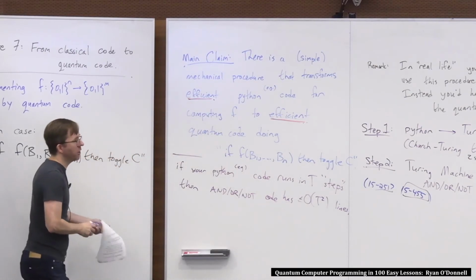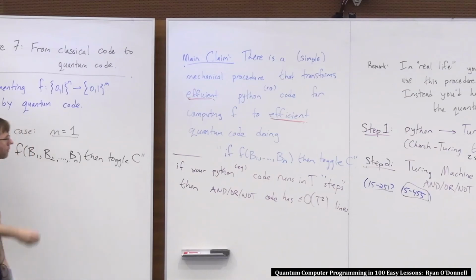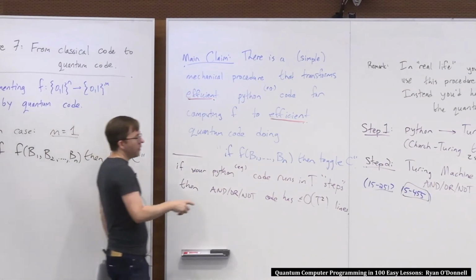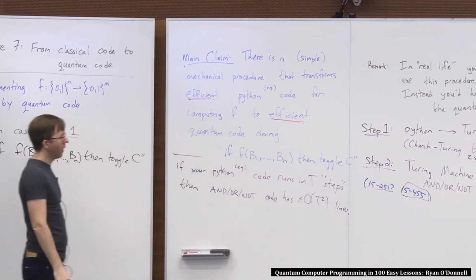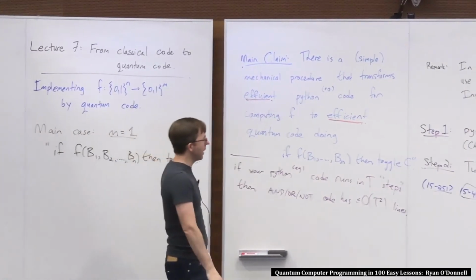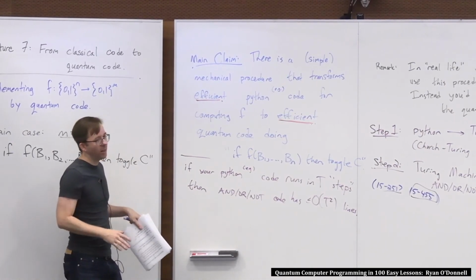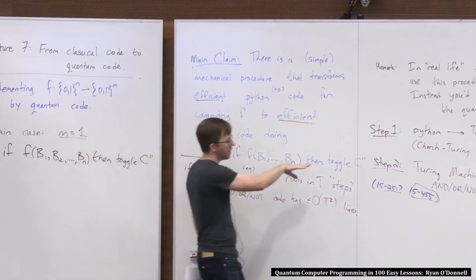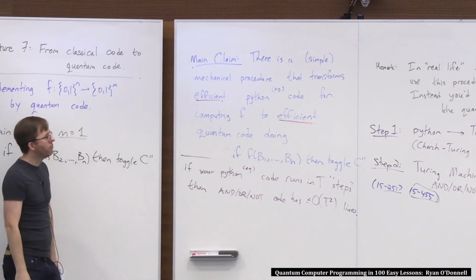The notion of efficiency for AND/OR/NOT code is just how many lines you have. This one has like 12 or something. And this is pretty good. If T is not too much, like 1,000, maybe this is at most 1,000,000. And in fact, this is an absolute worst case upper bound that comes from mechanically, not even thinking about it, and just chugging through these steps in the most naive possible way.